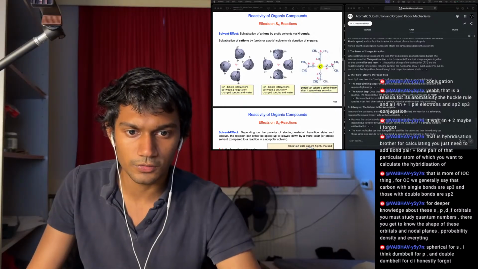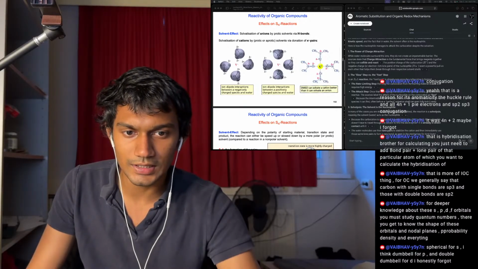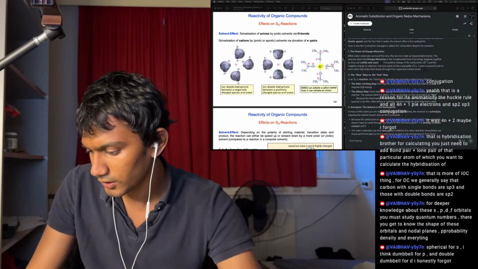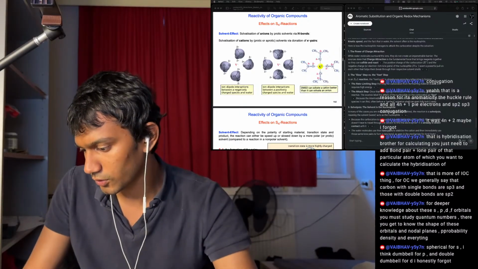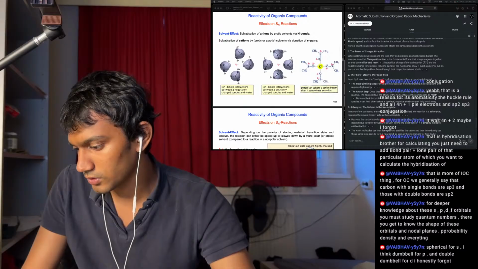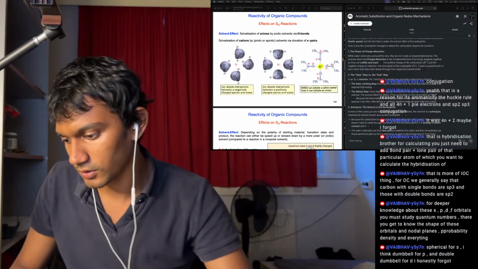Spherical for S, dumbbell for P, and double dumbbell for D. I honestly forgot. D has a double dumbbell. It has a donut with two lumps or lobes. I did forget those. Let me search if I got the note.